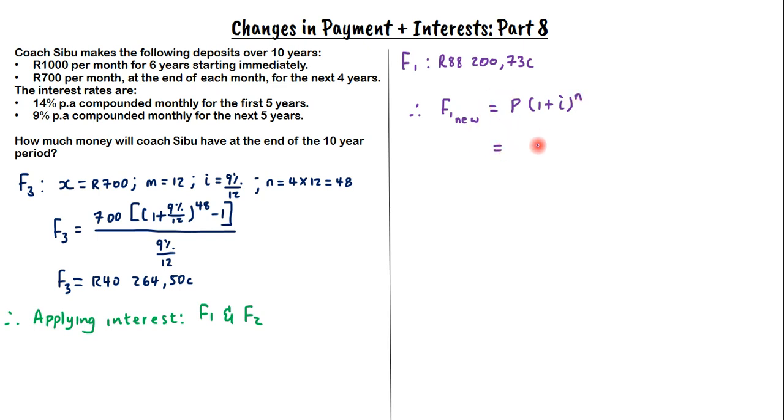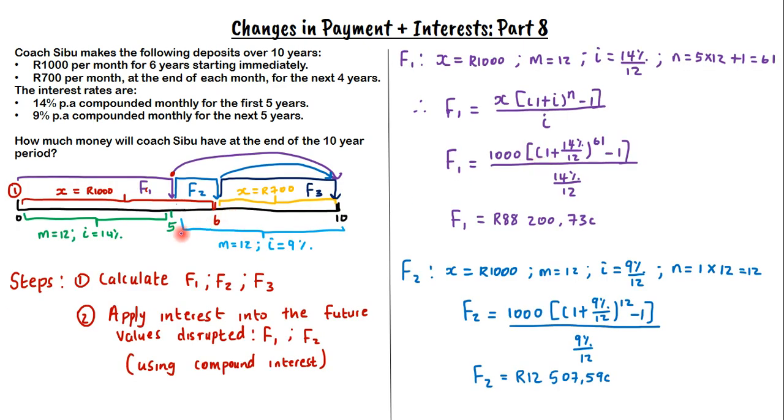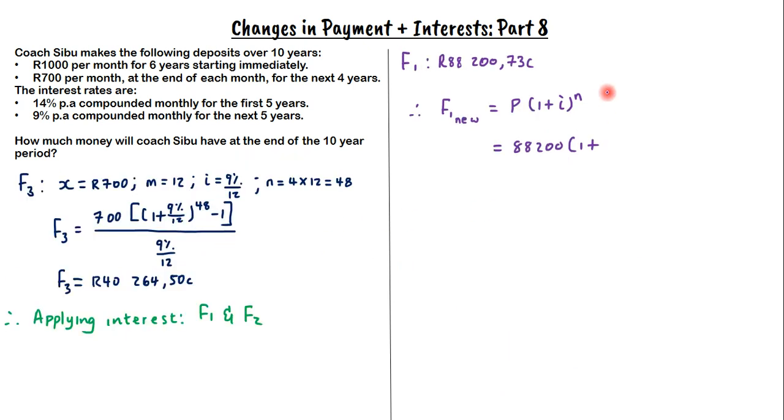Now to do this, this will be 88,200 into 1 plus the interest that I'm using. You might be confused: which interest am I using? I'm using the interest of the remaining period, and the remaining period uses 9%. So let me rather put everything in there so we don't get confused. Here P is 88,200.73, and I is 9% over 12, and then N is the remaining years.